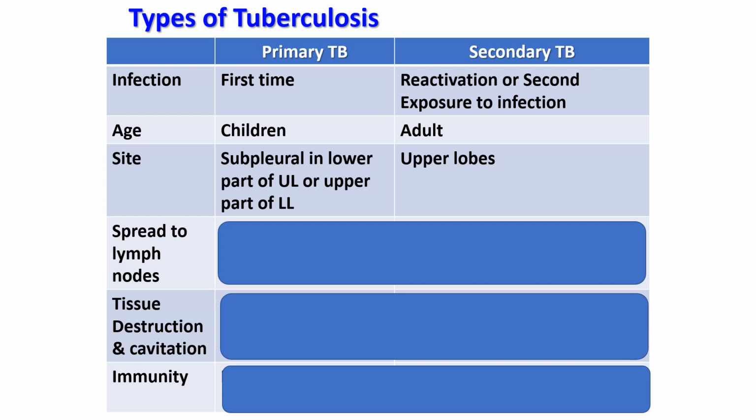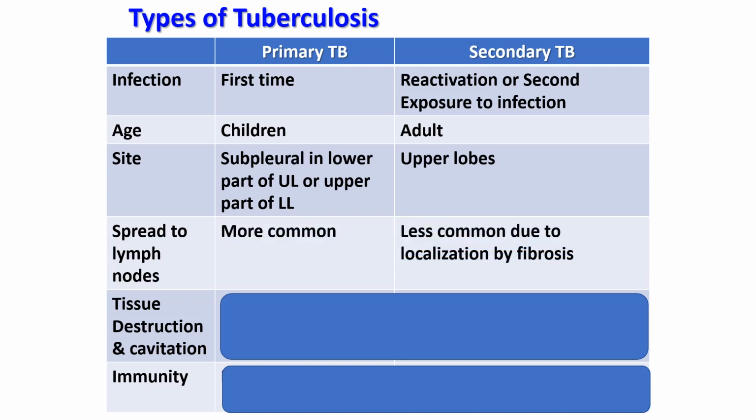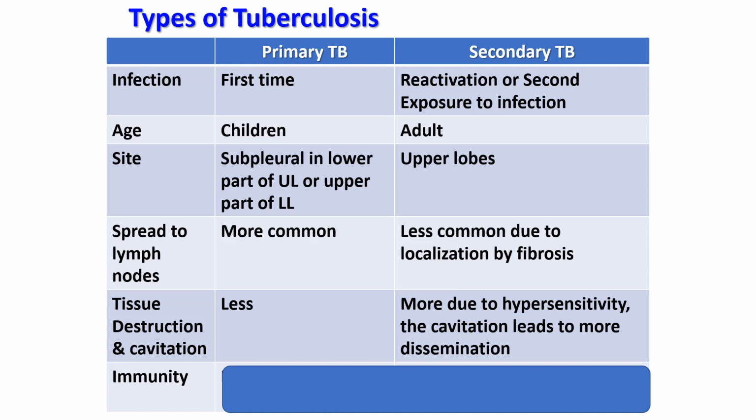Okay, spread to the lymph nodes mostly occurs in primary TB and less commonly in secondary TB, due to localization of the infection with more fibrosis and more scarring of the lung tissue. Tissue destruction and cavitation will be much less in primary TB and increased in secondary TB due to hypersensitivity, as our body knows the organism and can destroy it and destroy the underlying lung tissue, forming more caseation, more cavitation, more destruction of tissue.